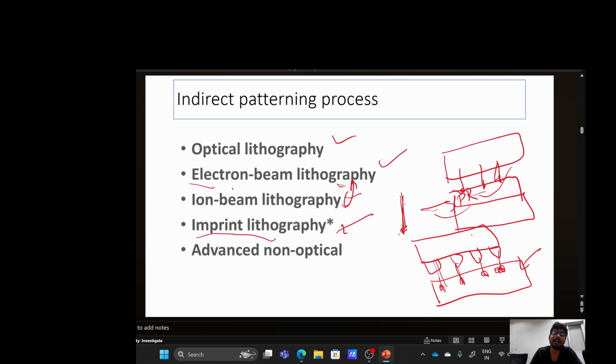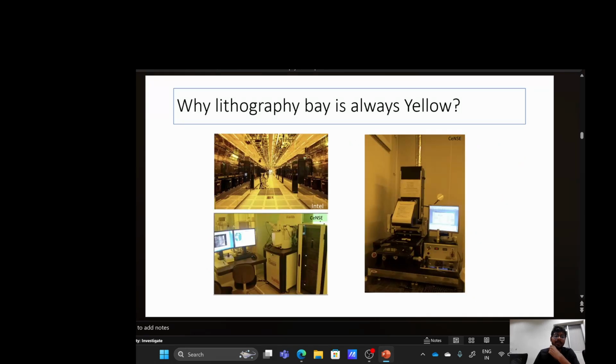There are some advanced non-optical lithography tools that we will see. First, in optical lithography, there are some things to note.